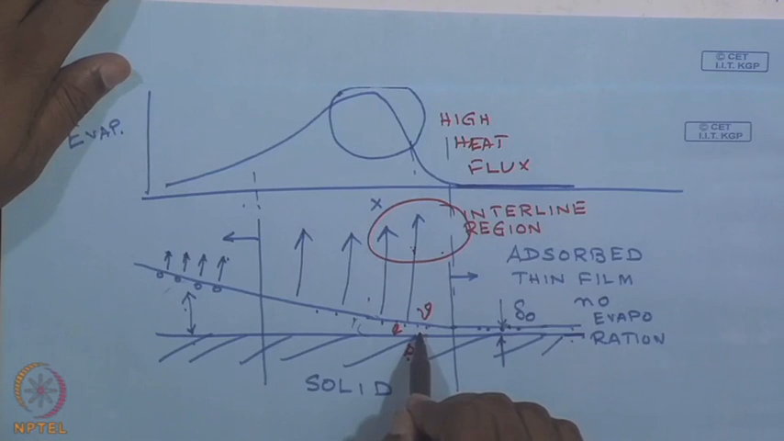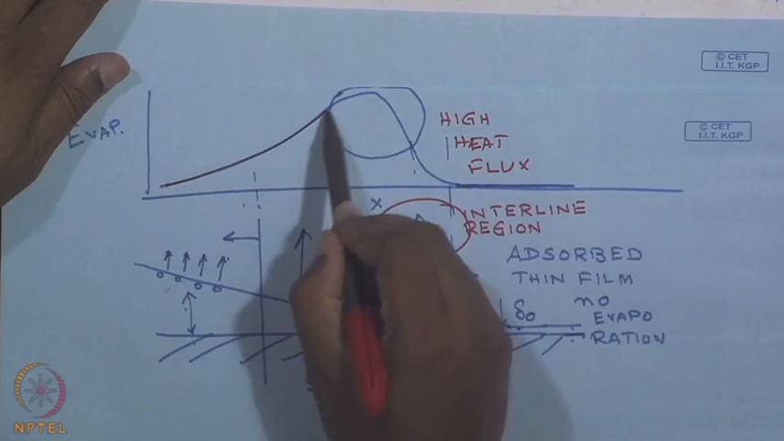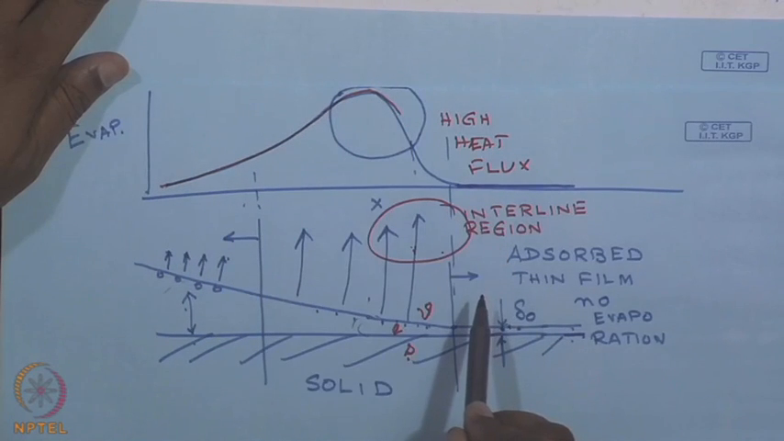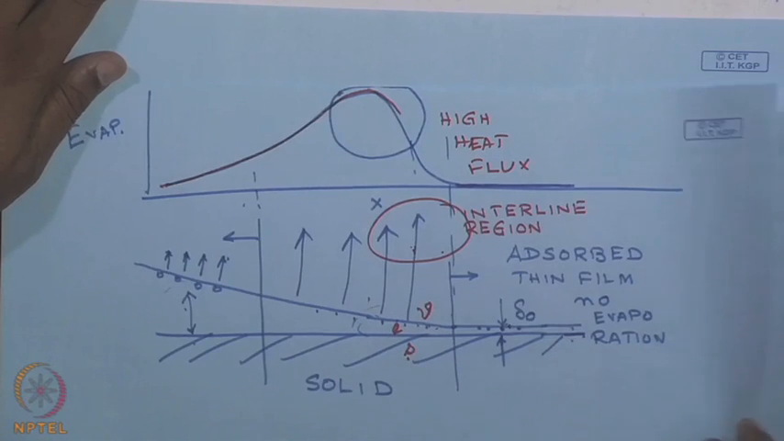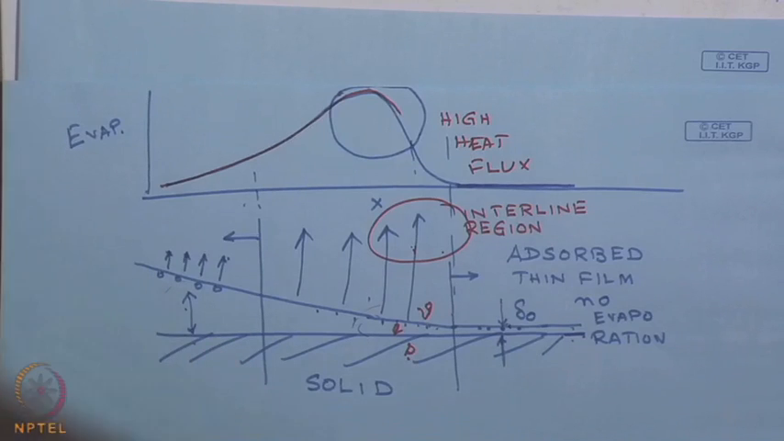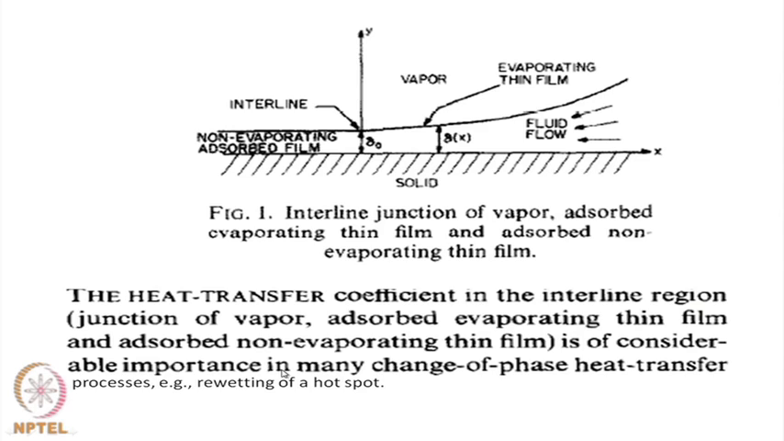So, this picture, this profile, is going to be extremely important, and we will see experimental studies which look at this interline region and see the balance of forces at these regions. If you look here, the statement written is that the heat transfer coefficient in the interline region, which is the junction of vapor, adsorbed evaporating thin film and adsorbed non-evaporating thin film, is of considerable importance in many change of phase heat transfer processes. For example, rewetting of a hot spot.